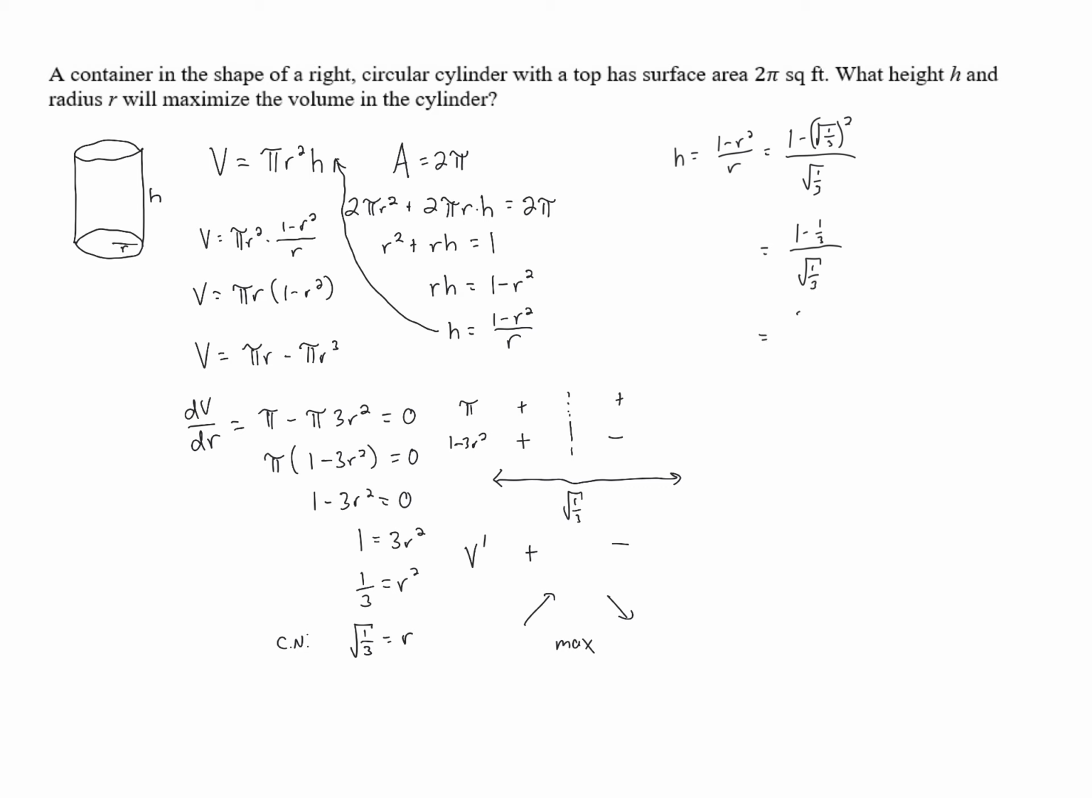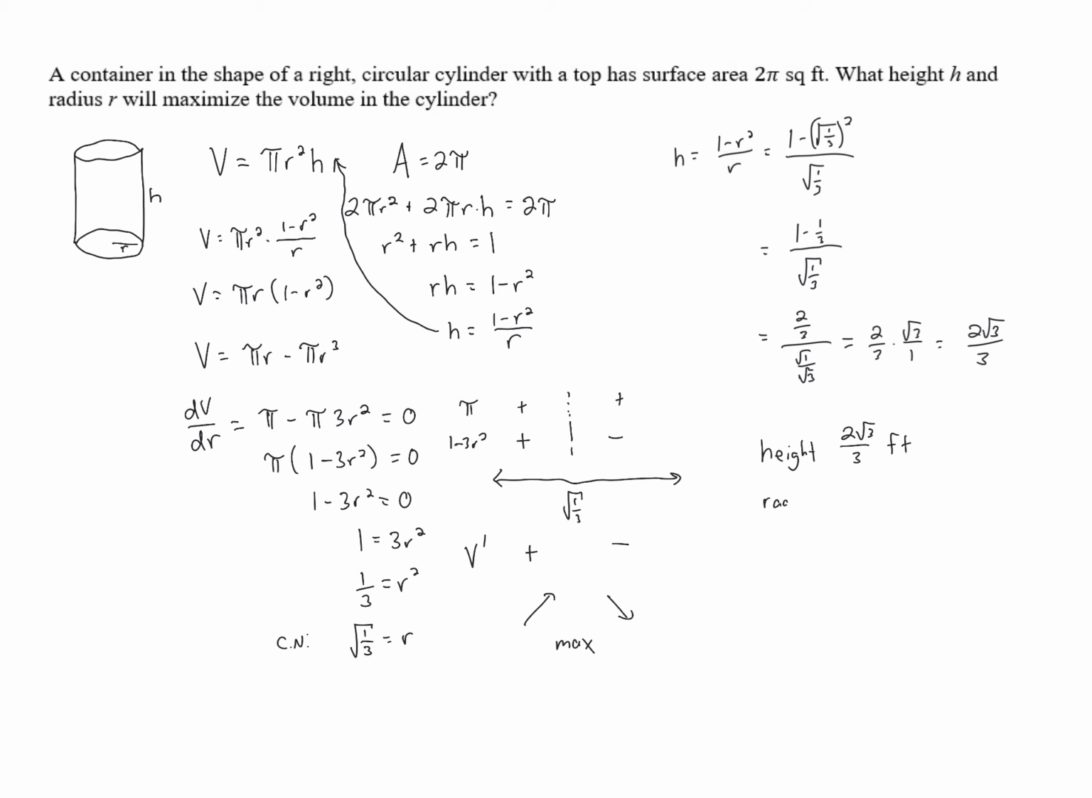1 minus 1/3 is 2/3. So 2/3 divided by, we can rewrite this as the square root of 1 over the square root of 3. Makes it a little bit nicer because when we're dividing two fractions, we can multiply by the reciprocal. So that's going to be 2/3 times root 3 over, the square root of 1 is just 1. And so that's going to be 2 root 3 over 3. That is the height. So we wanted to know the height and the radius. The height is going to be 2 root 3 over 3 feet, because everything here is measured in feet.